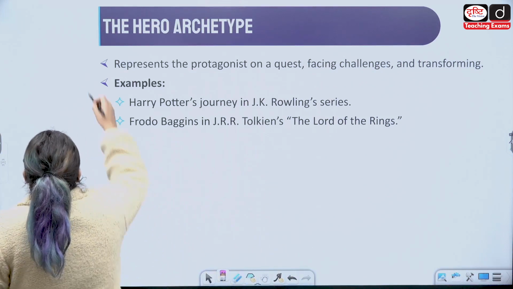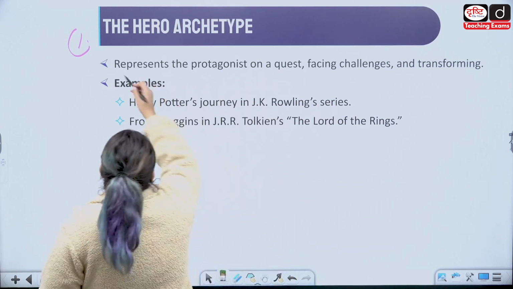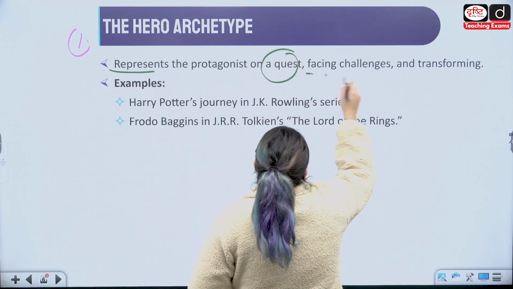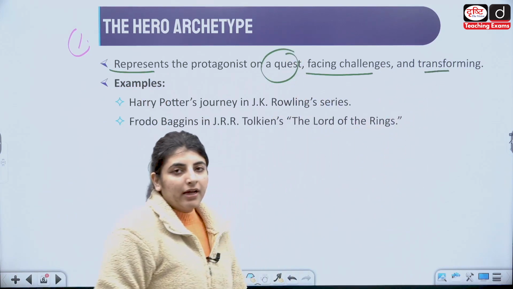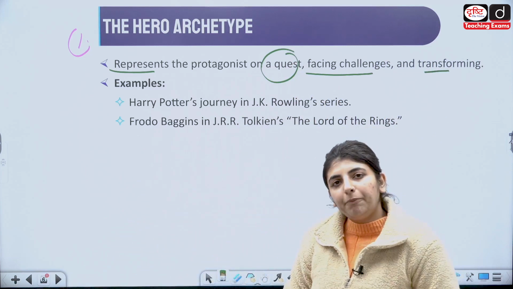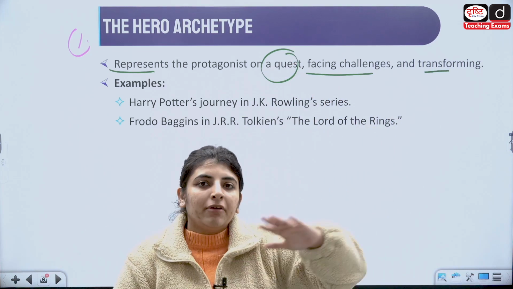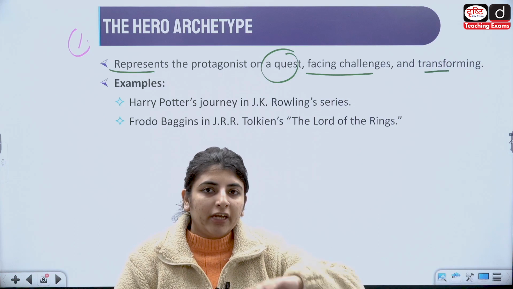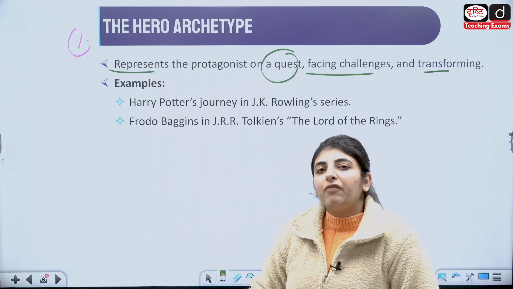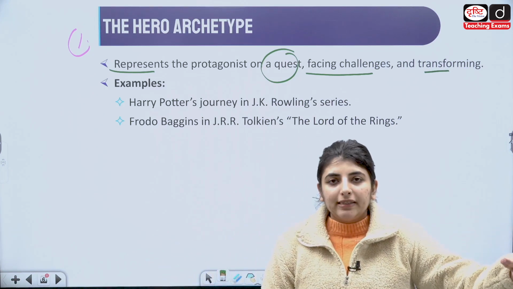The very first one is the hero archetype. The hero archetype represents the protagonist on a quest who's facing challenges and transforming. Somewhere or the other, we see the transformation. The transformation can happen in any format, right? You must have read a coming-of-age novel; if not, you would be understanding the same thing, right? That is called Bildungsroman. Then we have Künstlerroman, that is related to the development of an artist, right?